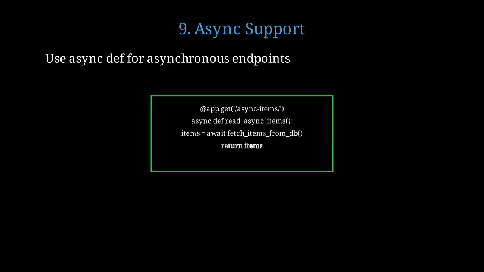FastAPI supports both synchronous and asynchronous code for maximum flexibility. You can define endpoints as async functions to handle concurrent requests efficiently. Async endpoints can await other async operations like database queries or external API calls without blocking. Asynchronous code provides better performance and allows handling more concurrent requests efficiently.